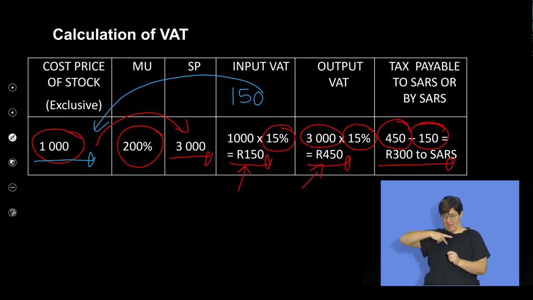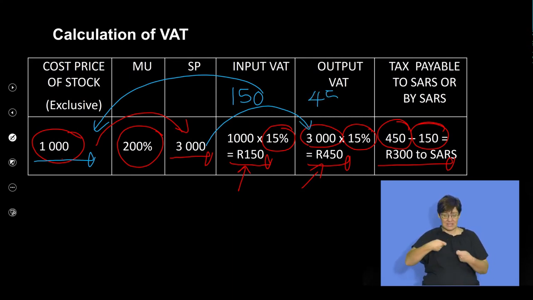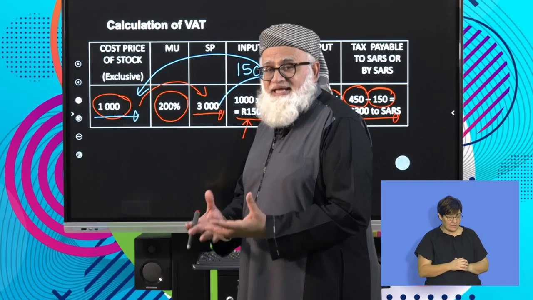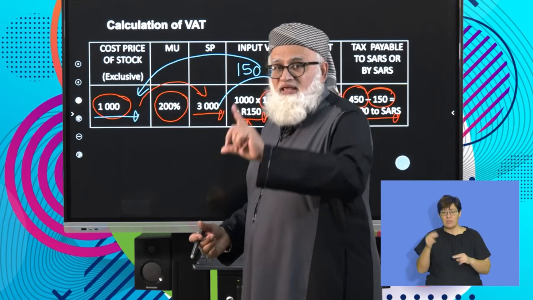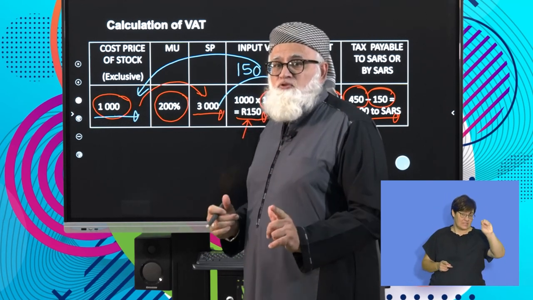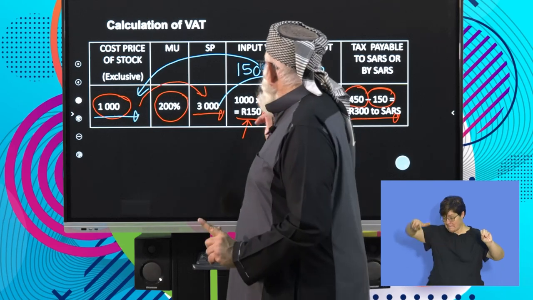Now watch. When we sold those goods at 3,000 rand, how much VAT did we collect? We collected an amount of 450 rand. Clear? Remember, I'm doing this as revision. On the current lesson that we are doing, I'm revising the input and the output so that you have a clear understanding of input and output. So here you can see.